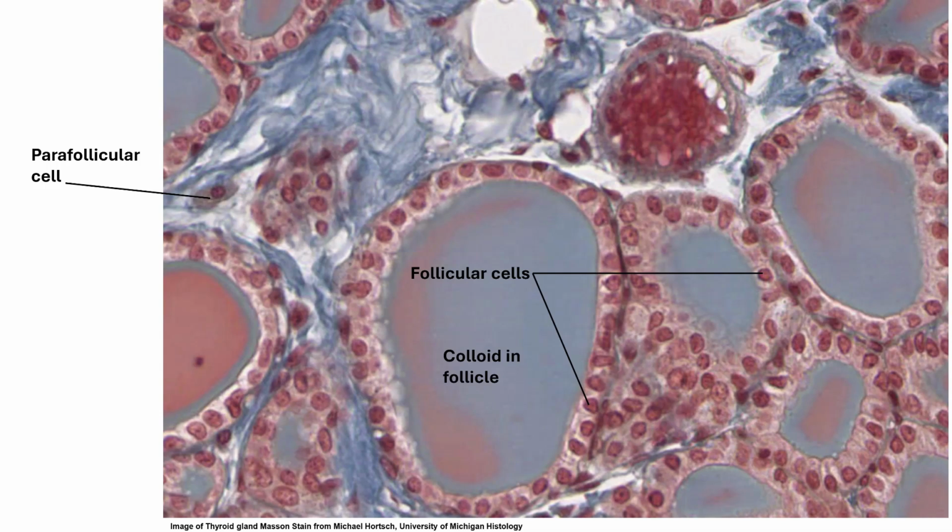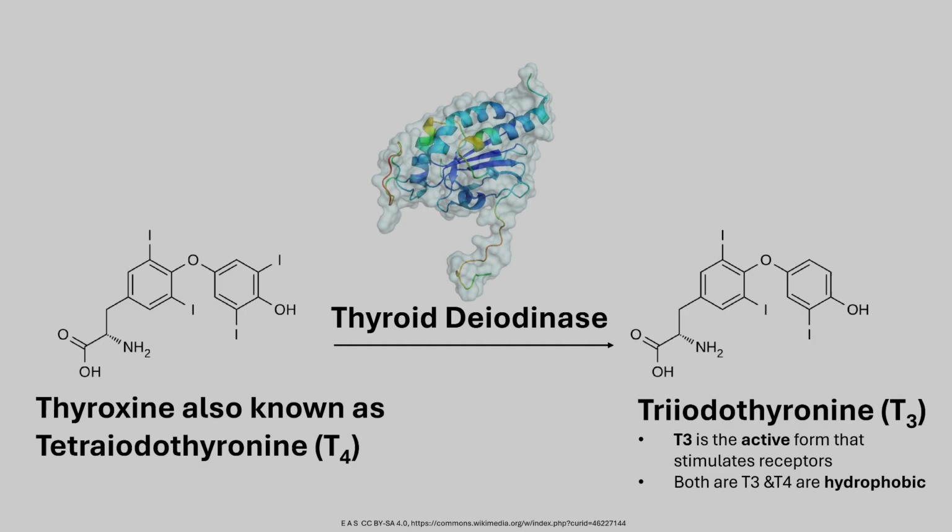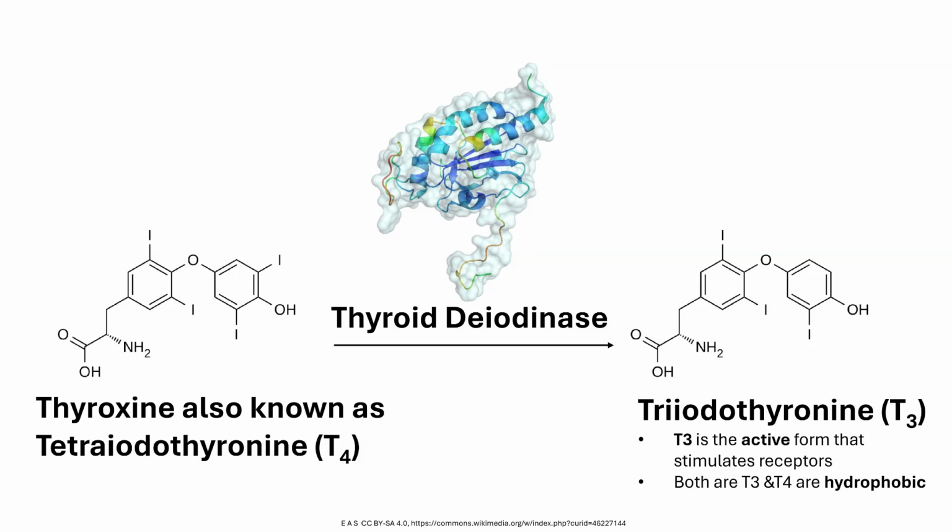Inside each follicle is a protein-rich substance called colloid. Colloid serves as the storage site for thyroid hormone precursors. Thyroxine is also known as tetraiodothyronine, which can be abbreviated T4. T3 is short for triiodothyronine. There are 4 iodine atoms in the structure of thyroxine and 3 iodine atoms in the structure of T3. Thyroid deiodinase is an enzyme that removes an iodine atom from thyroxine, producing T3, the active form of the thyroid hormone that binds to intracellular thyroid hormone receptors in target cells.